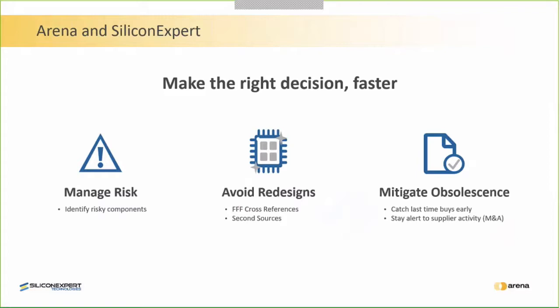long lead times, avoiding redesign, providing form, fit, and functional cross-references and second sources to components that are facing product obsolescence, and mitigating obsolescence by providing alerts for PDNs and PCNs, which allow you to catch the last time buy events as they happen in real time. This is especially true as OCM M&A activity will sometimes see an overlap in product lines, which may result in product discontinuation. We'll take a deeper dive into each one of these areas and also discuss how this information can help every major role within an organization.